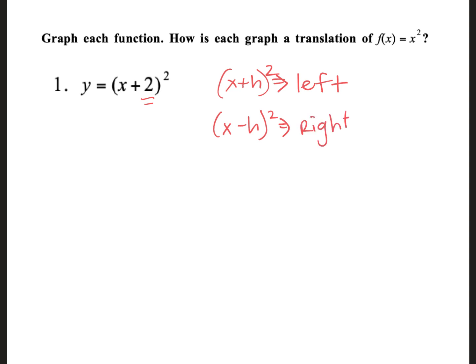So for this one, since we have a positive number here, my graph is going to move to the left. And then since it's plus 2, it's just moving to the left 2. So you're looking at your pictures, you're choosing the graph that goes to the left 2.